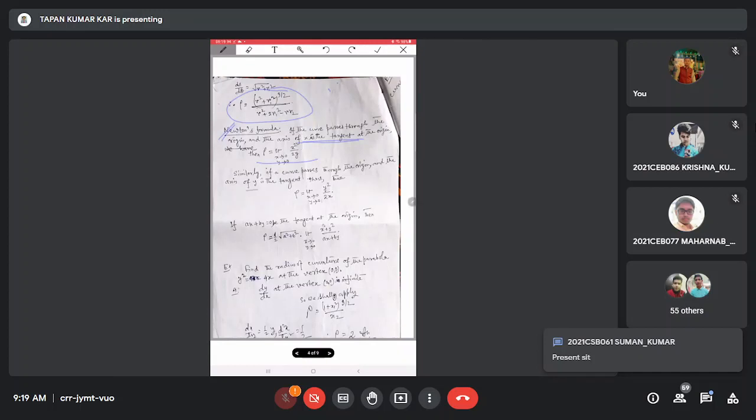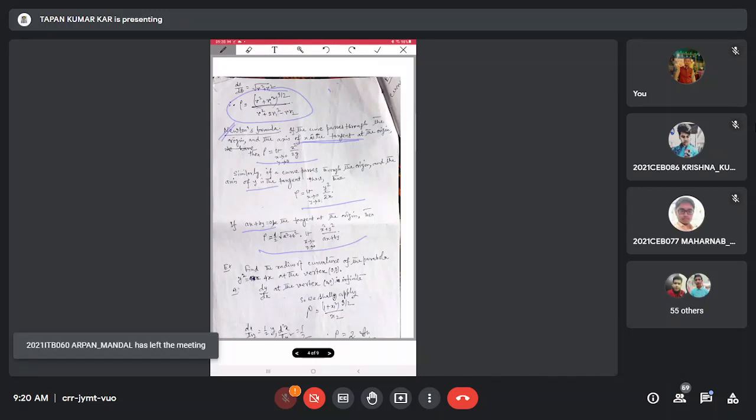And if the y axis is the tangent at the origin, then y square by 2x. And if neither x nor y is the tangent at the origin, and ax plus by equal to 0 is the tangent at the origin, then the formula is rho equal to half root over (a square plus b square), (x square plus y square) by (ax plus by). This is the general formula. From here also you can find it for the x axis and y axis by setting the other to 0. So this is also an important formula.